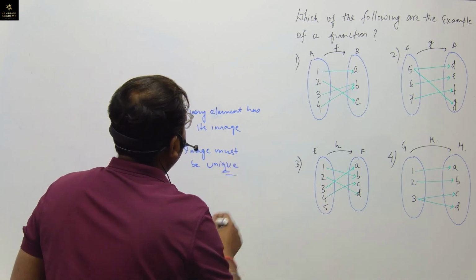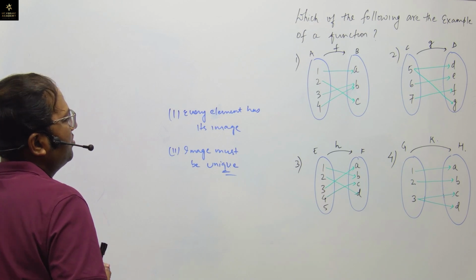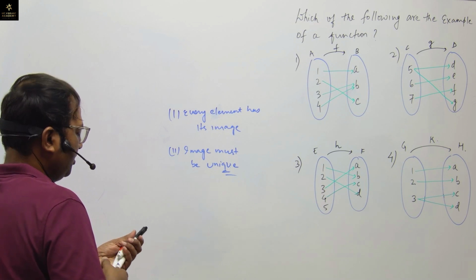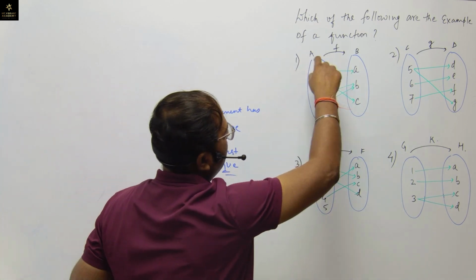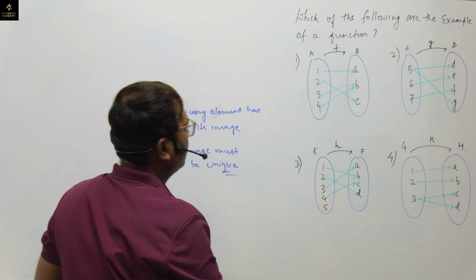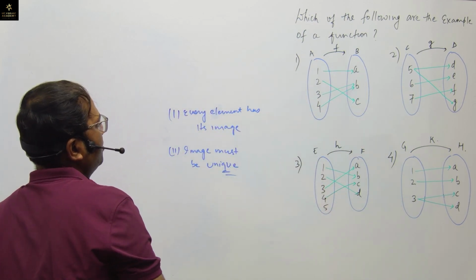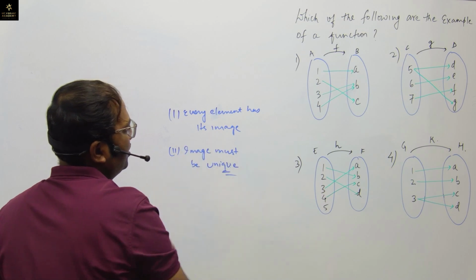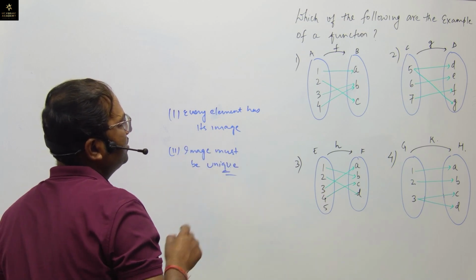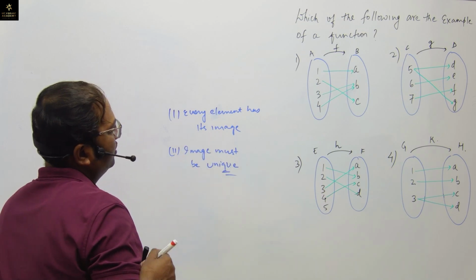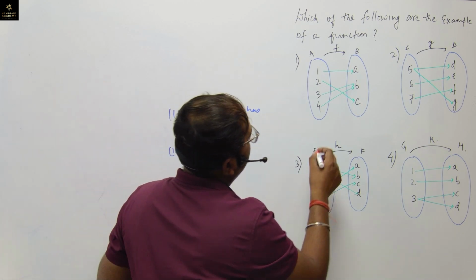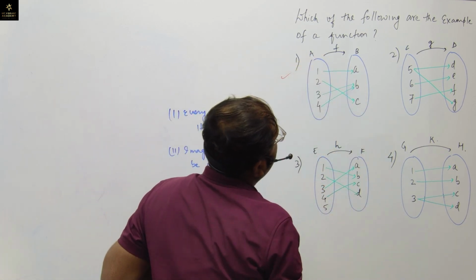ओके, तो जितने भी एलिमेंट है सबका एक इमेज होना चाहिए. ओके, मतलब ऐसा कोई भी एलिमेंट नहीं होना चाहिए A में जिसका कोई इमेज नहीं हो। अगर वैसा होता है तो वो फंक्शन नहीं होगा। दूसरा क्या है, इमेज मस्ट बी यूनिक। ओके, मतलब एक एलिमेंट का सिर्फ एक ही इमेज होना चाहिए। ठीक है, तो देखते हैं। So let us take example 1.